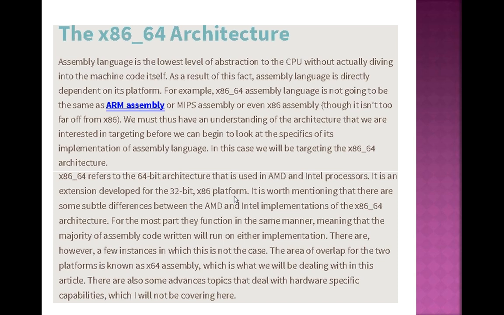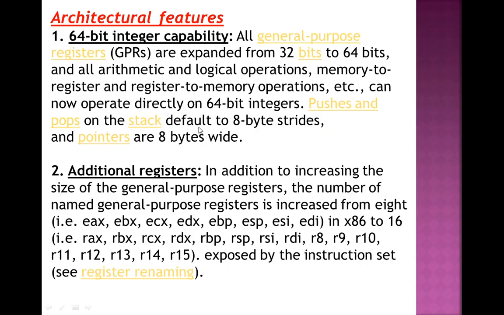It is worth mentioning that there are some subtle differences between the AMD and Intel implementations. Subtle means there are small differences between them. The area of overlap for the two platforms is known as x64 assembly, which is what we will be dealing with in this article. There are some advanced topics that deal with hardware specific capability, which I will not be covering here.